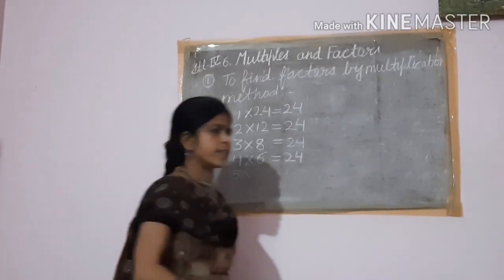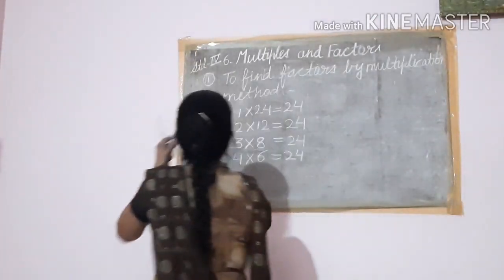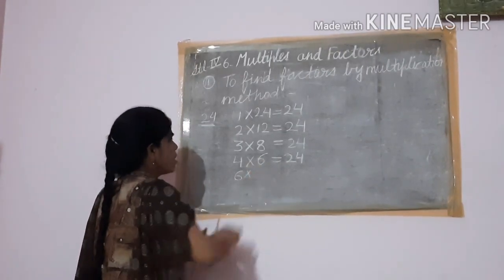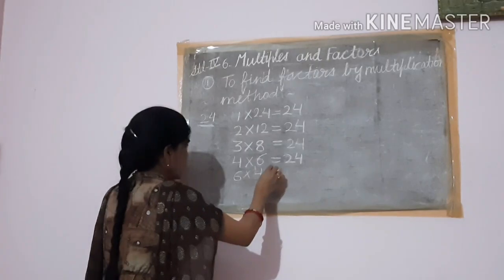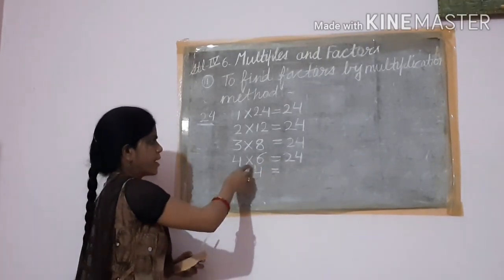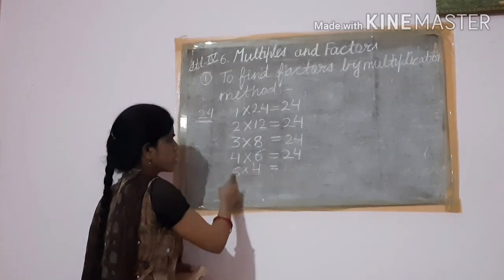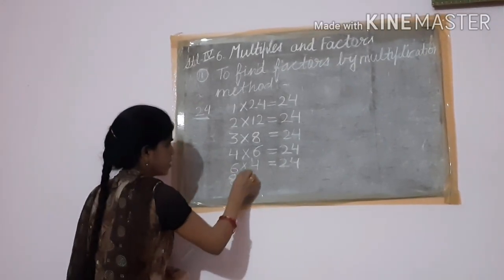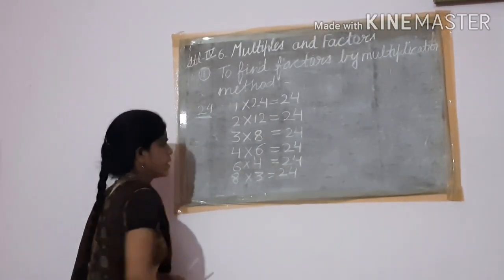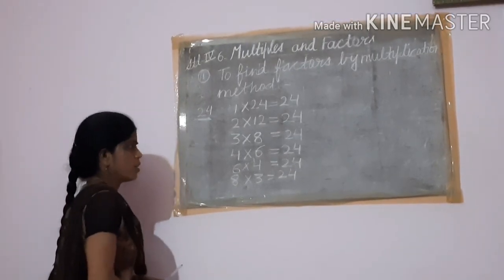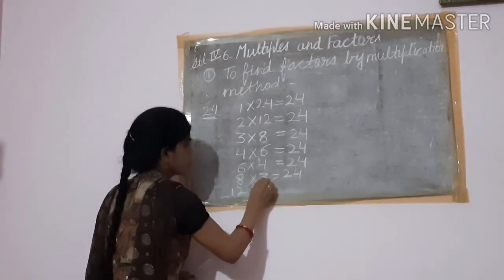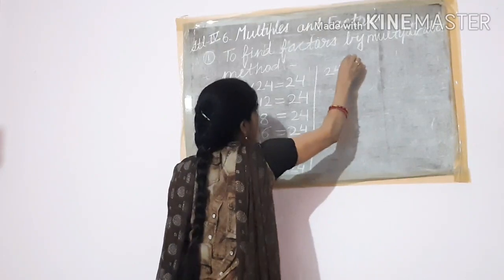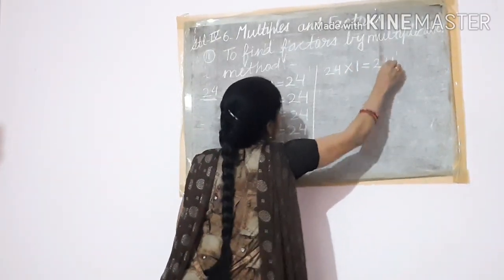5. No. In the 5 table 24 is not coming. So what to do? Don't write. 6. Yes, 6 is coming. Which number? 6 4s are 24. Here only the order of this factor is changing: 4 6s are, 6 4s are 24. Then 7 no, 8. 8 3s are 24. Then 9, not. Again 10, no. Then 11, no. 12, 12 twos are 24. Next is 24, 24 ones are 24.